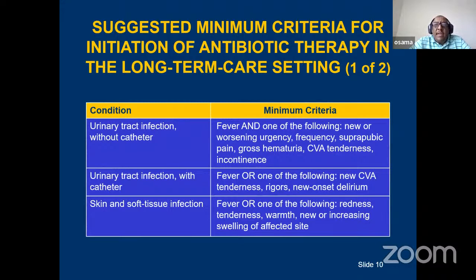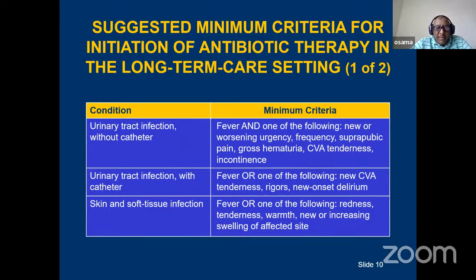Suggested minimum criteria for initiation of antibiotic therapy in the long-term care setting. So we have condition and minimum criteria. For urinary tract infection without catheter: fever and one of the following: new or worsening urgency, frequency, suprapubic pain, gross hematuria, costovertebral angle tenderness, incontinence. So for diagnosis of urinary tract infection without catheter, we just need fever and one of the following.